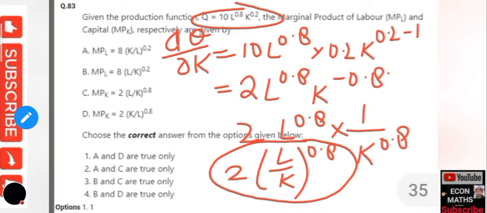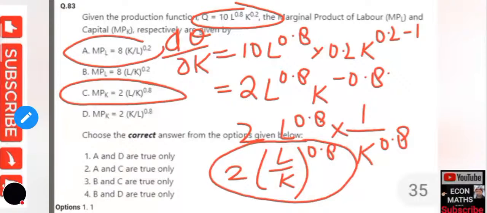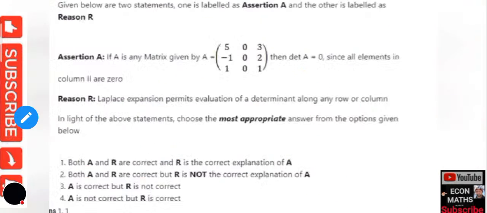MPK2 L to the power 0.k. So option third and option first are correct. That means where are these very combinations A and C? That means this very second option is correct for this question.